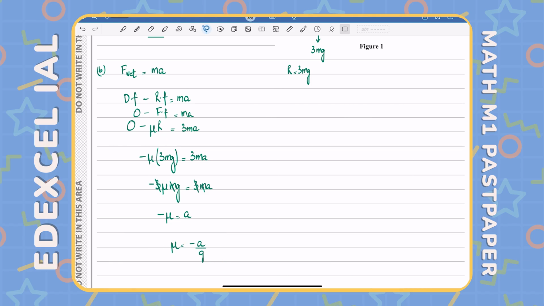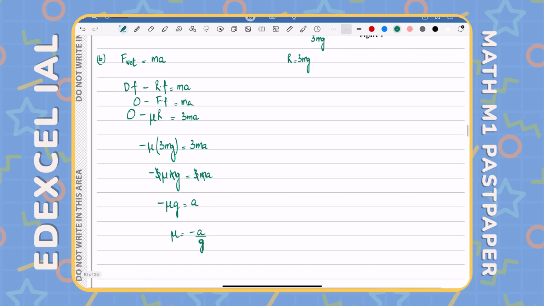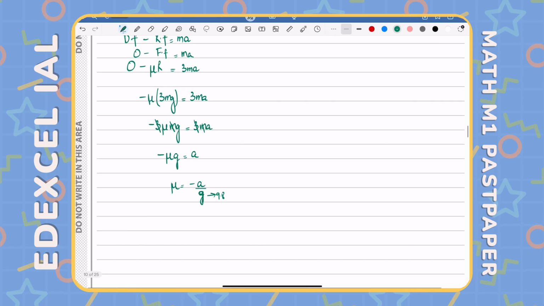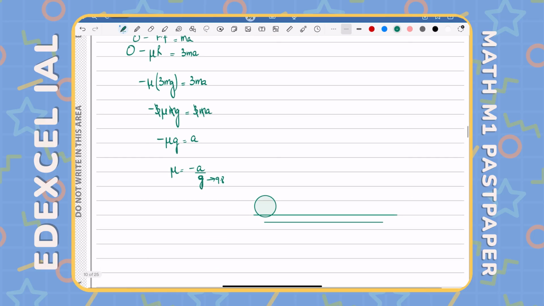Minus mu times g is equal to a, which is why mu is equal to negative a upon g. Okay, now we have two unknowns over here. We know that the value of g is 9.8, that's a no-brainer, but where do we get the value of a from? Well, if you think about it, if we look at how P has moved, notice that it moves a distance of 1.4 meters. Right before collision, it must have moved a distance of 1.4 meters.